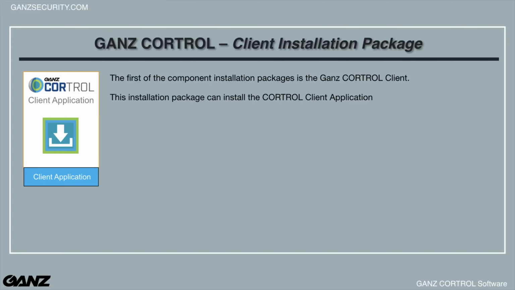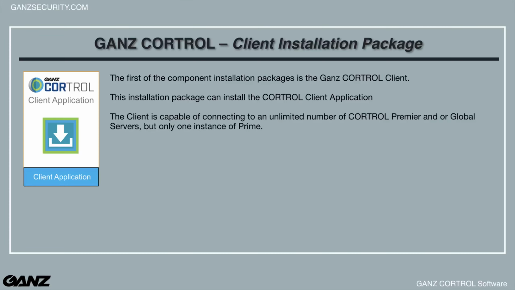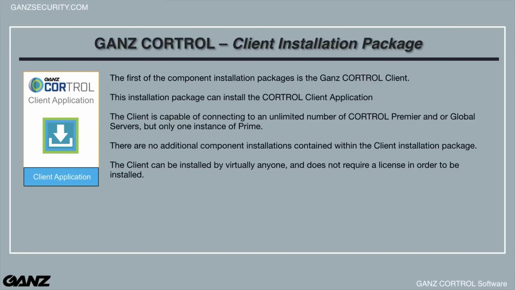This installation package can install the CORTROL client application. The client is capable of connecting to an unlimited number of CORTROL Premier and/or global servers, but only one instance of Prime. There are no additional component installations contained within the client installation package. The client can be installed by virtually anyone and does not require a license in order to be installed.